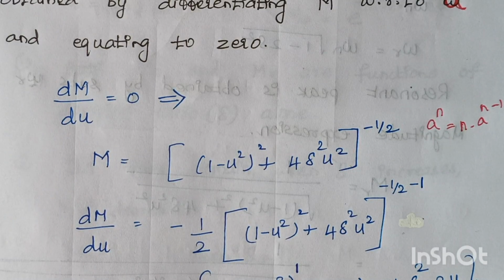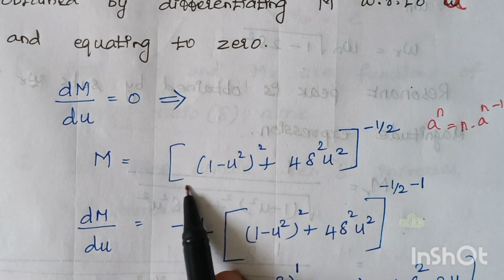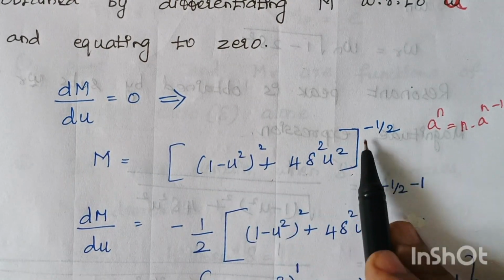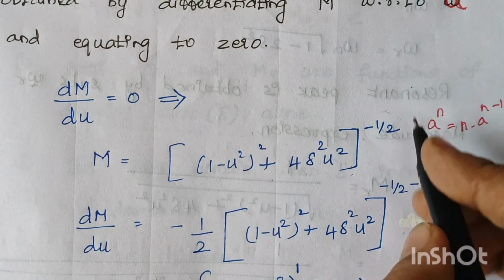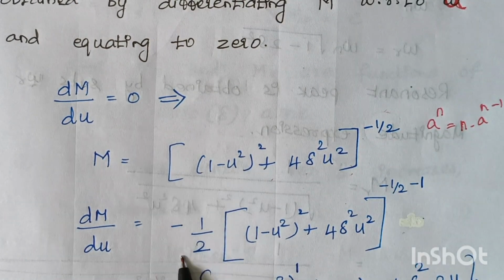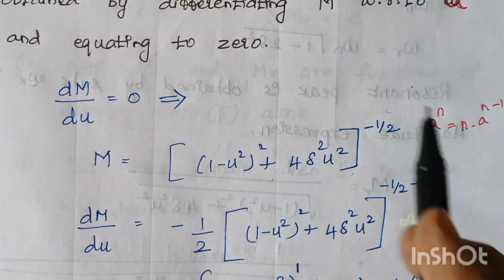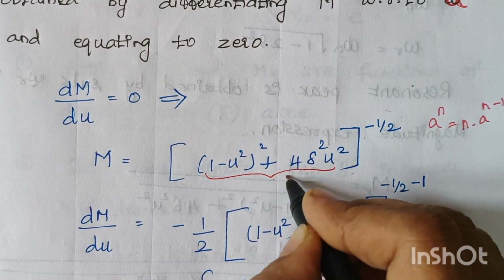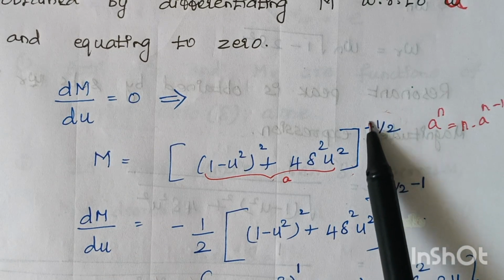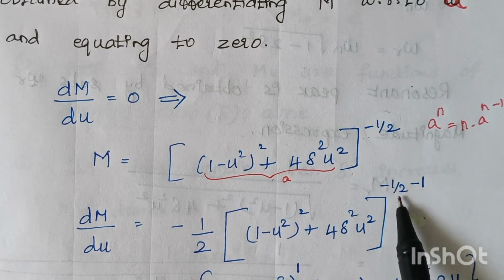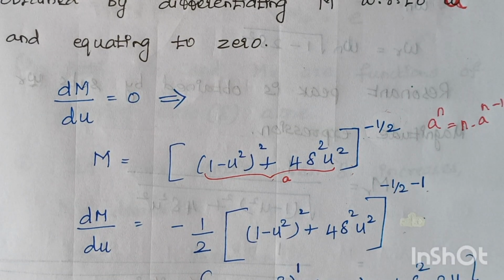So here, this is a, and this a is to the power minus 1 by 2, right? So how to write it? Again here n is this minus 1 by 2. So n into, this is my a, right? This entire term I am taking as a. So write your a as such to the power n minus 1. So here the n is minus 1 by 2, so minus 1 by 2 minus 1, right? So again we are having some terms to differentiate.